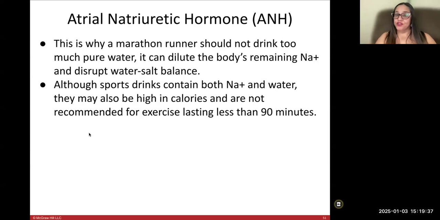This is why a marathon runner should not drink too much pure water. It can dilute the body's remaining sodium supply and disrupt water-salt balance. And then sports drinks, which contain electrolytes that we need, contain both sodium and water. They may also be high in calories and are not recommended for exercise lasting less than 90 minutes.